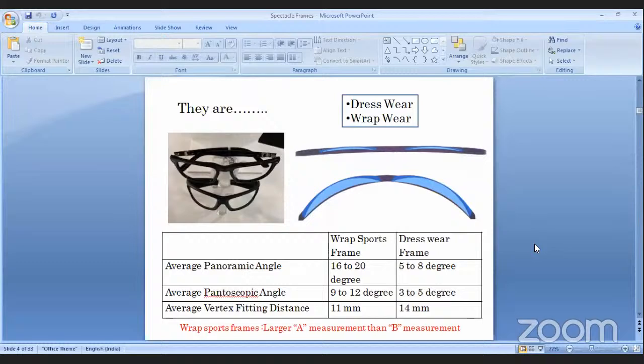And the face front bow, which is the panoramic angle, is much more in wrap frames than dress wear frames. So is the case with the pantoscopic angle. Because of these variations, we need to change the lens, and we need to make compensations so that they can work the same as dress wear spectacle frames. Wrap sports frames have a larger A measurement than the B measurement, which means horizontally they are wider than the vertical aperture of the lenses.